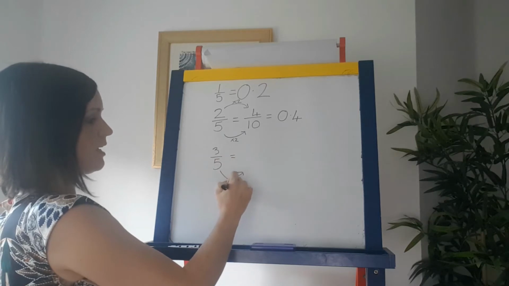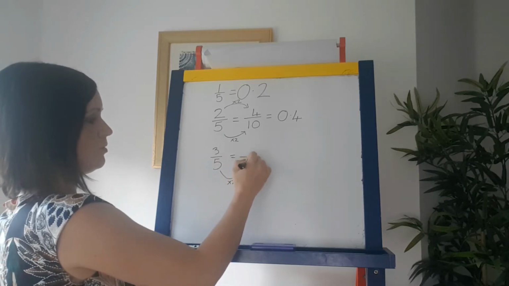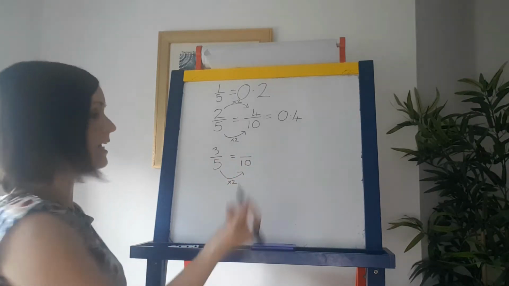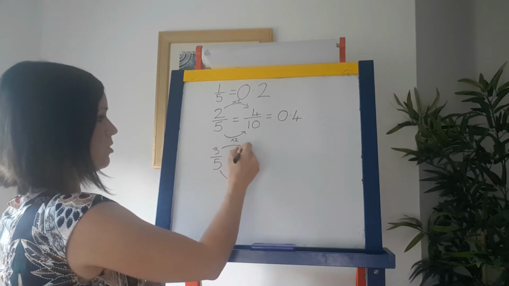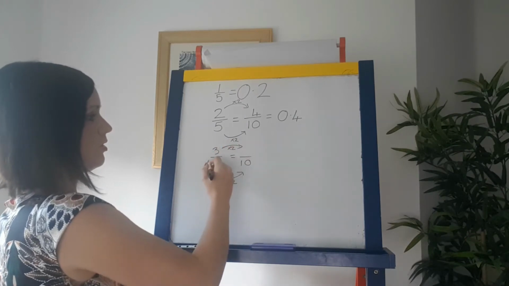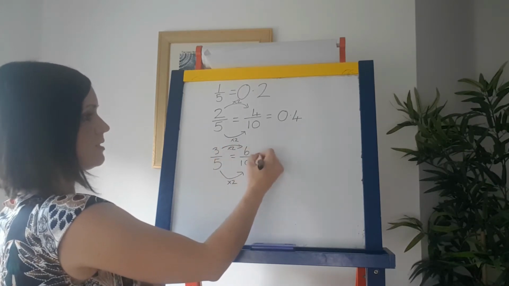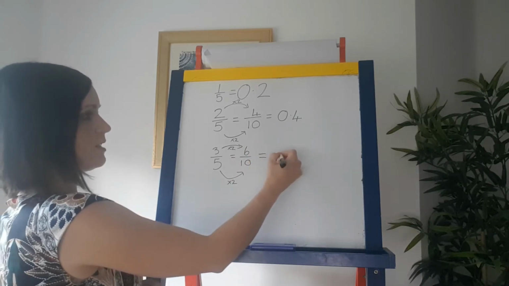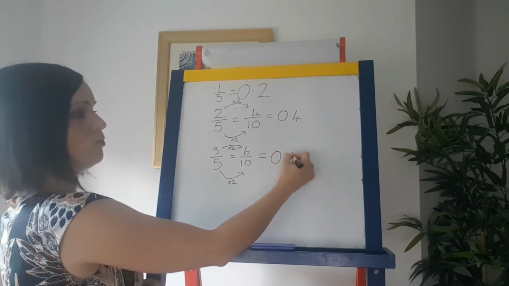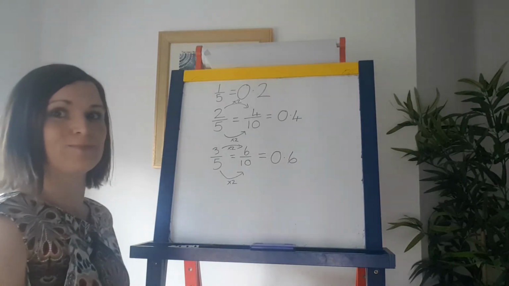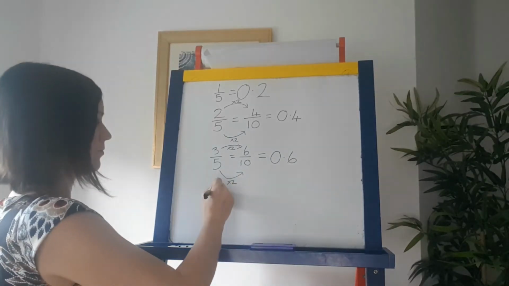Now let's do 3/5. Again, we know to multiply the bottom by 2. That's the only way to get from 5 to 10. So you do the same to the top. 3 times 2 is 6. So 6 tenths as a decimal fraction is 0.6. And now 4/5.